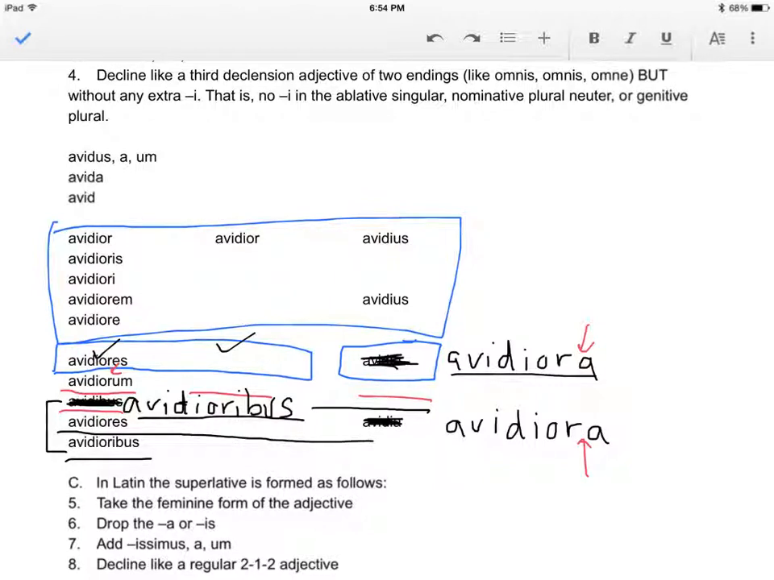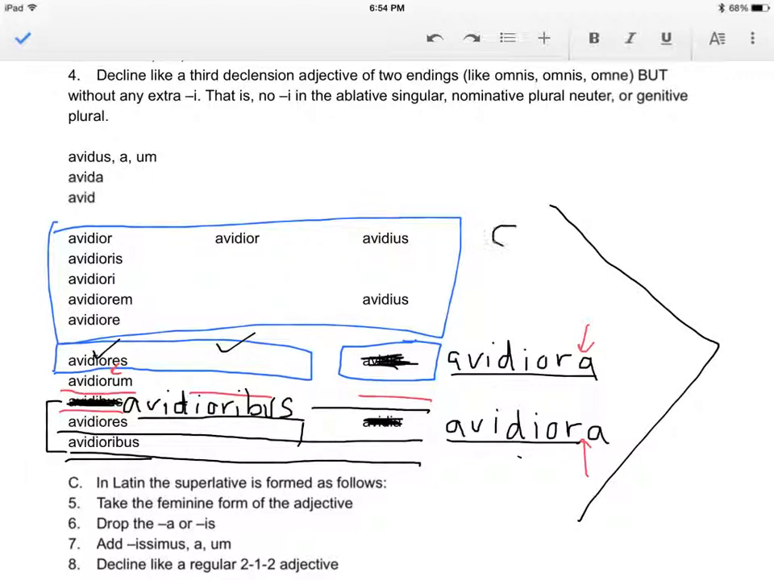Avidiores for the masculine and feminine accusative, avidiora for the neuter, and then avidioribus, avidioribus, avidioribus. That is the comparative form in the singular and the plural for the adjective avidus, which means greedy. All of these forms mean greedier or more greedy.